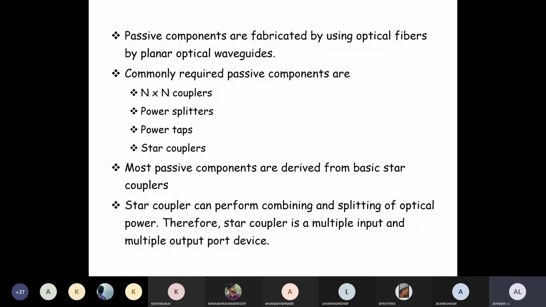A star coupler can perform combining and splitting of optical power. Therefore, a star coupler is a multiple input and multiple output port device. Clear?